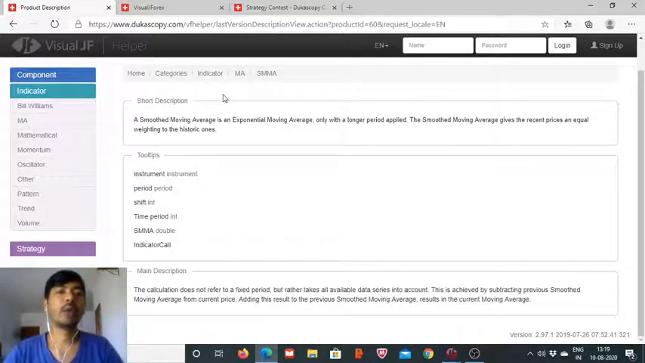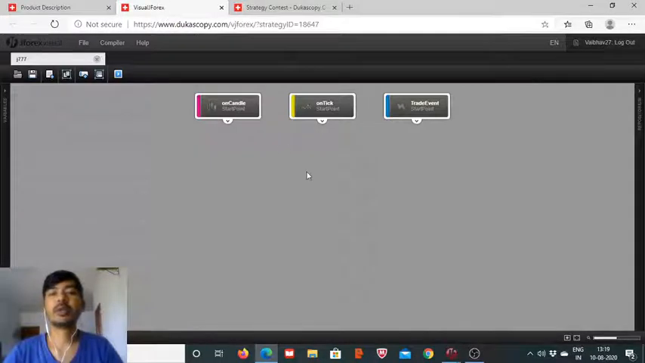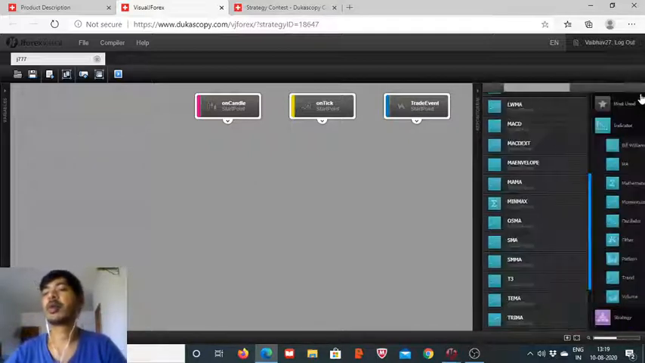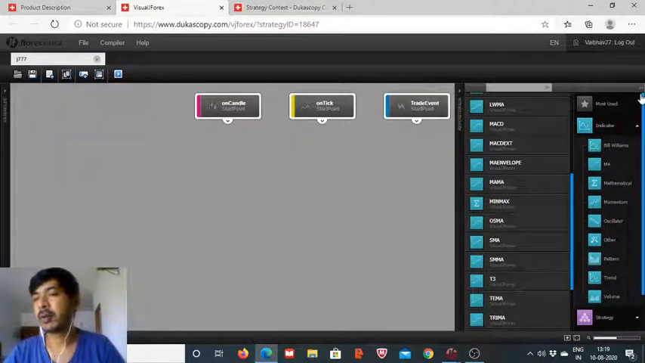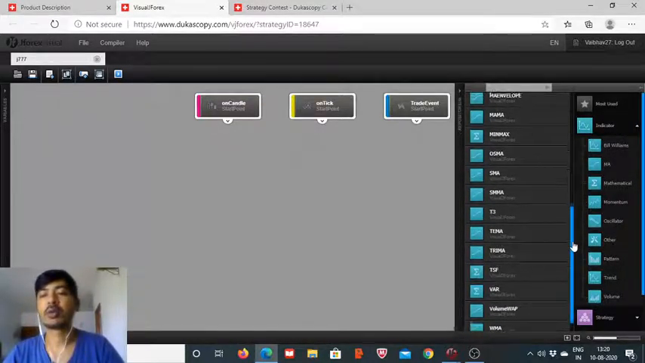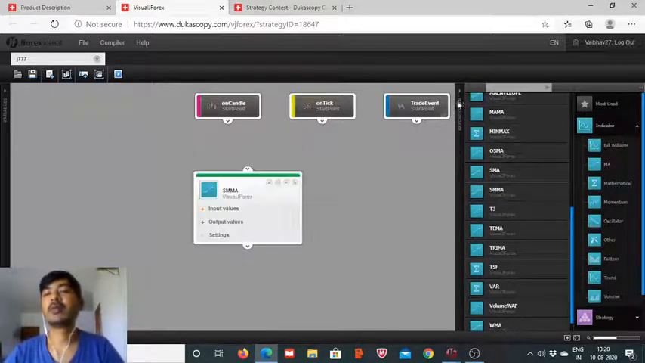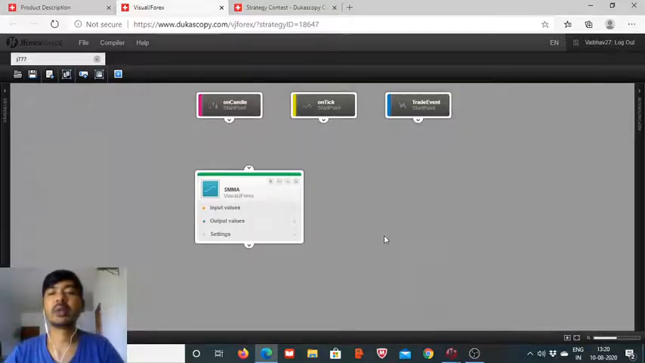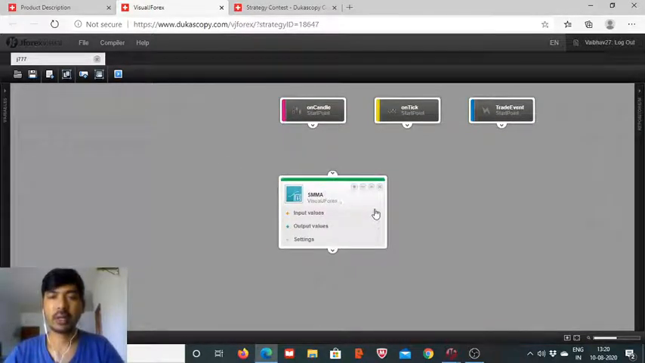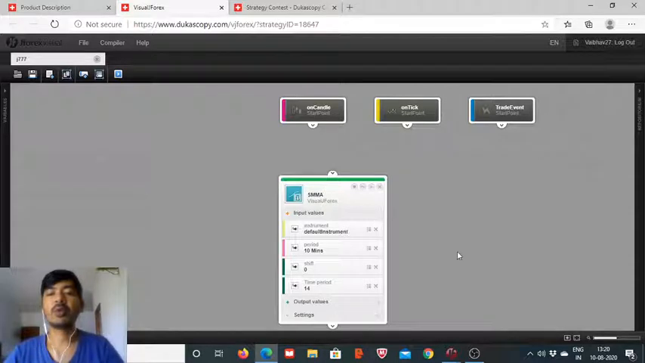So now let us go back to the Visual JForex platform developed by the Dukascopy Bank SA for the purpose of automating our trading algorithm, so that we don't have to sit in front of the screen all day long. Instead of that, we can delegate our task to the algorithm, which we can build successfully on this platform while employing various tools and indicators. So here comes this indicator block for SMMA.